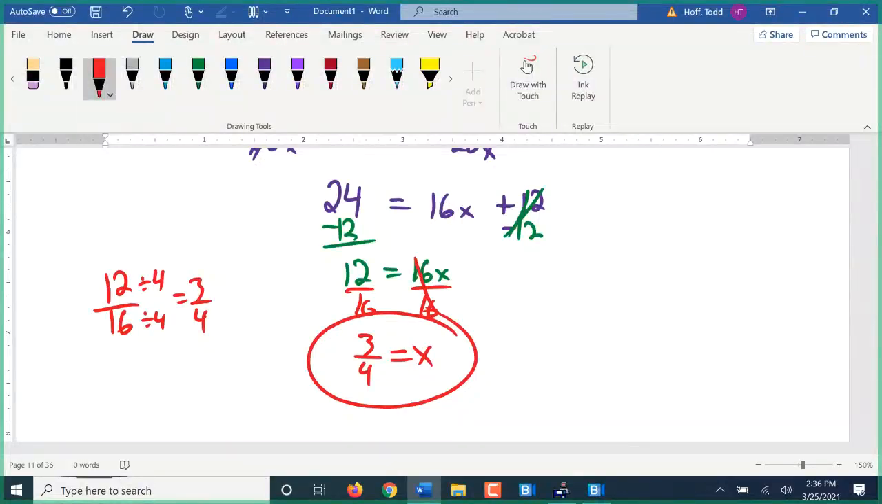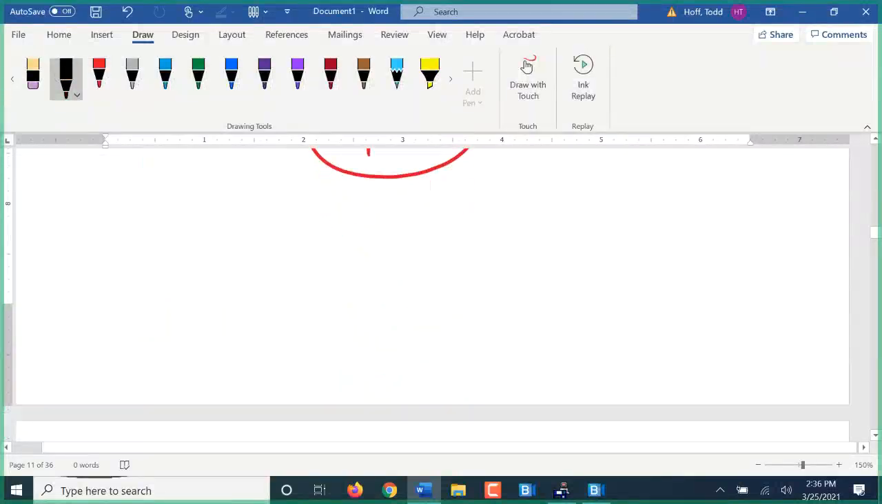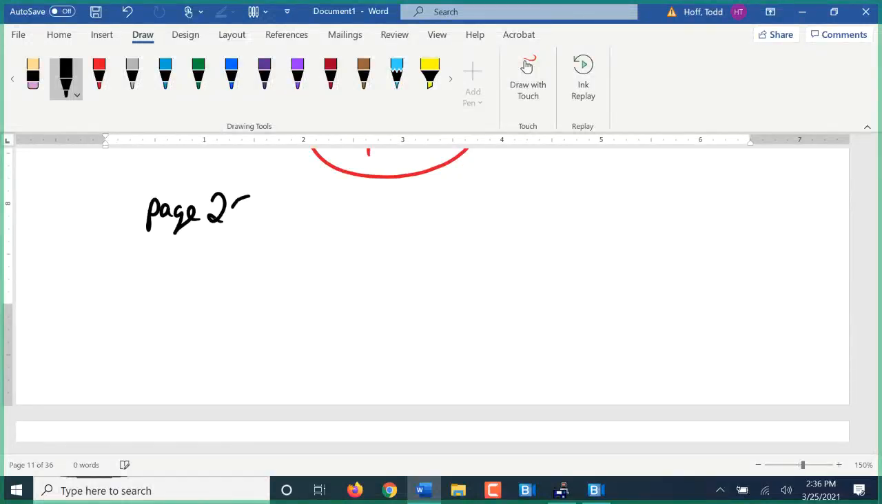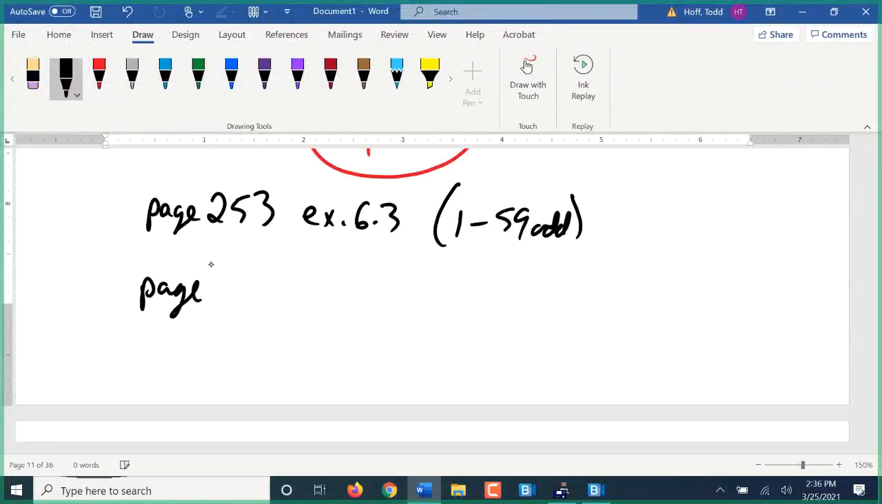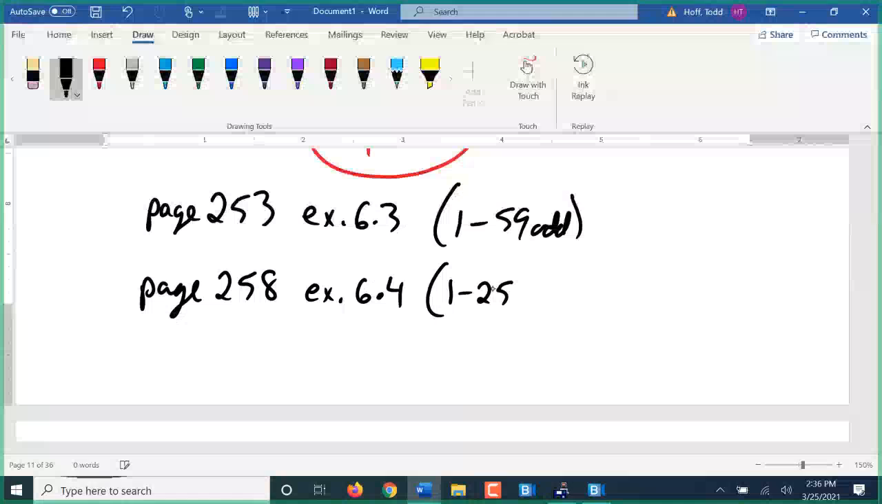That's getting pretty ugly. I won't be that mean to you on a test or a quiz, but it's something that's good to know how to do. So for right now, and we will practice this stuff more on Monday, don't worry, we'll have more time with it. But for right now, your homework, page 253, exercise 6.3, 1 through 59, the odds. And page 258, exercise 6.4, 1 through 25, the odds.